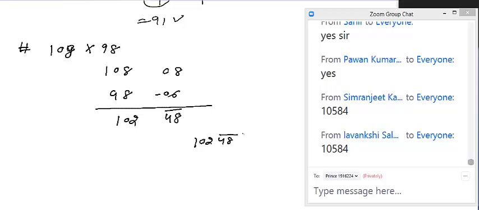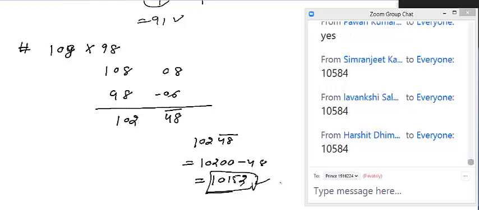106, 16 bar. My dear, 106 00 minus 16. See here. 10600 minus 16. Very easy to calculate. 10584. Understand or not?